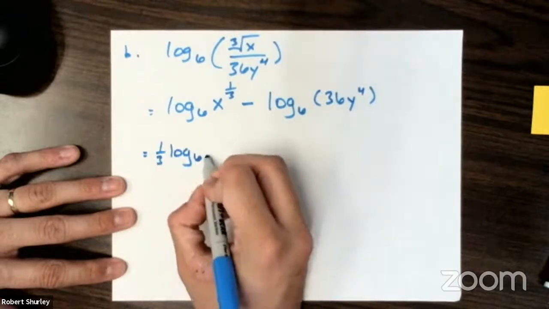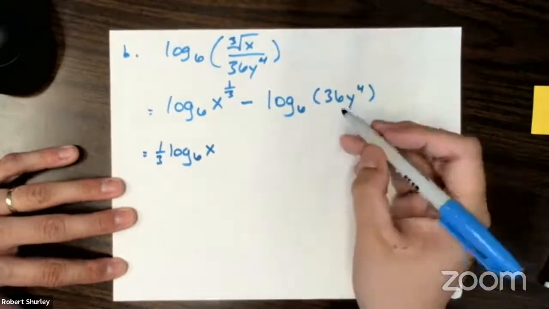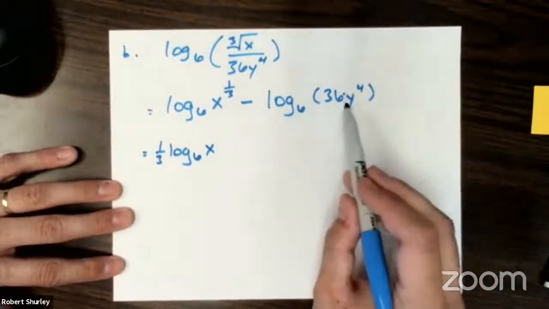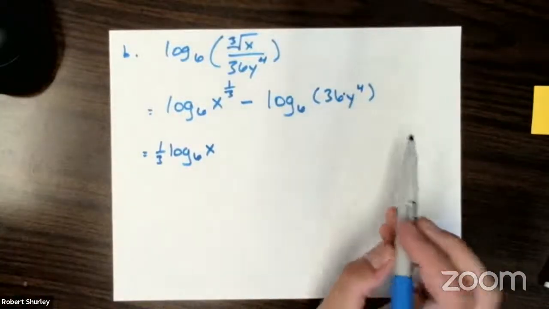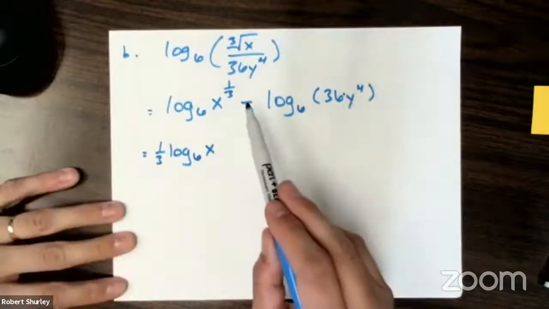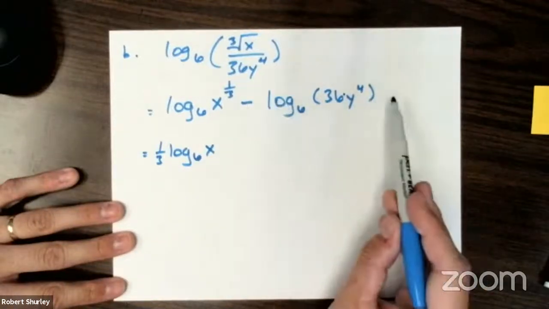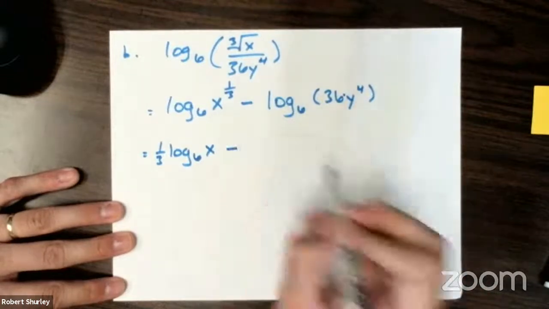And I get 1/3 log base 6 of x. Now the second one, notice I've got a multiplication here, right? It's 36 times y to the 4th. So I can expand that out. Now look, we've got to subtract everything in this term. So when we do that, we've got to be careful.